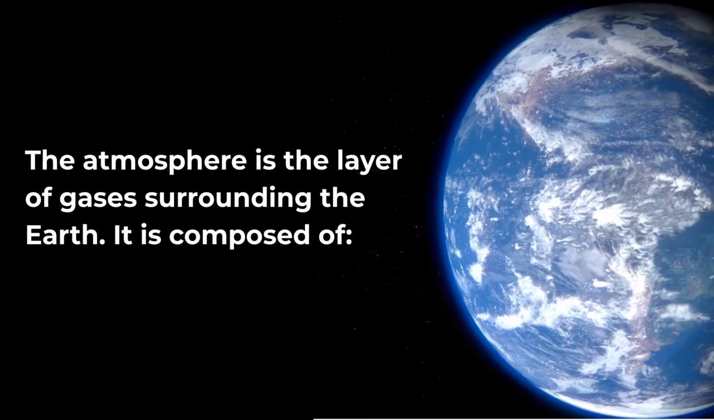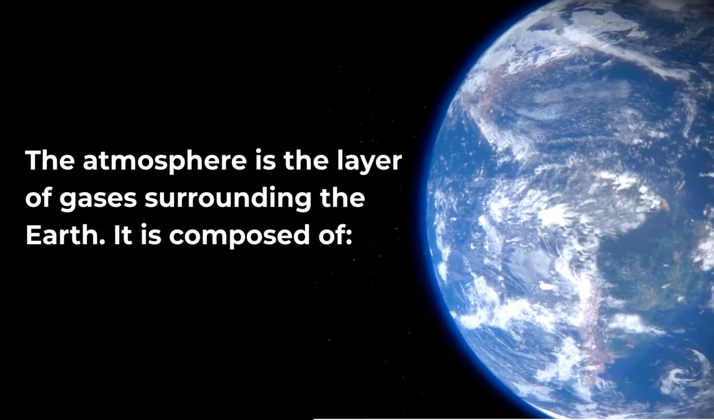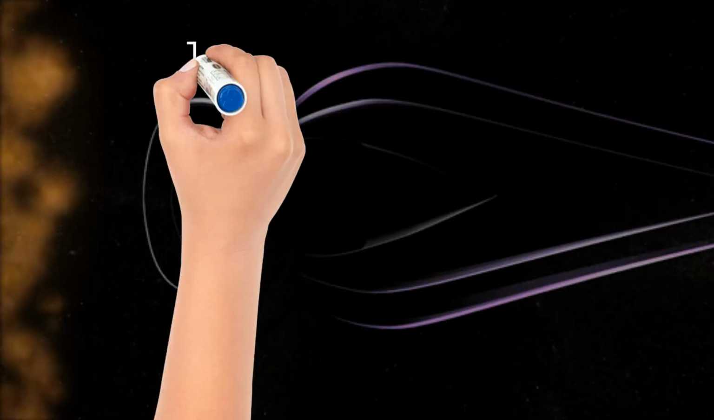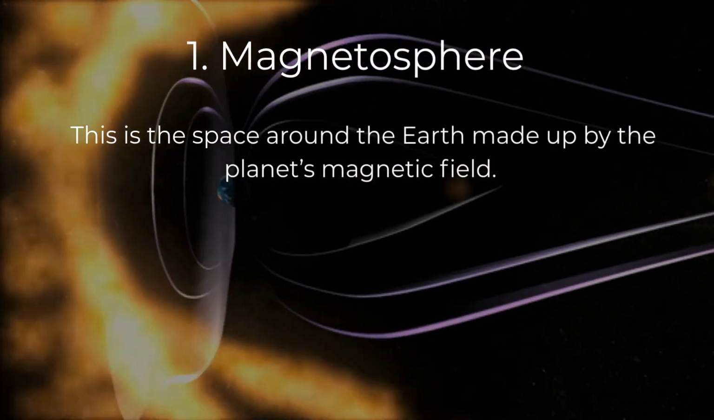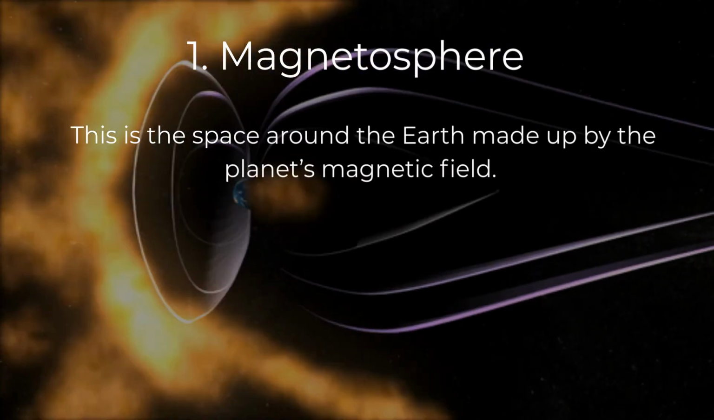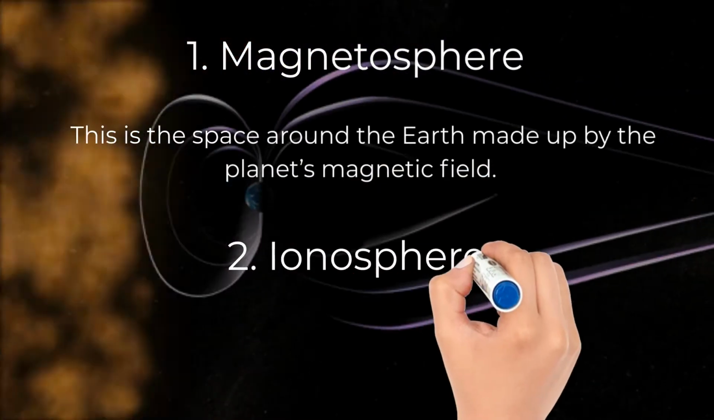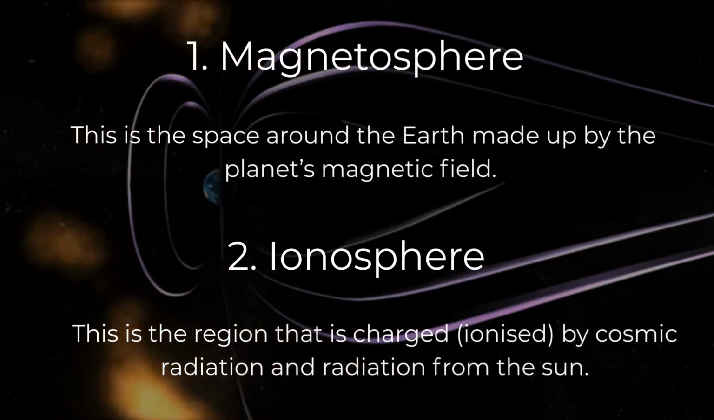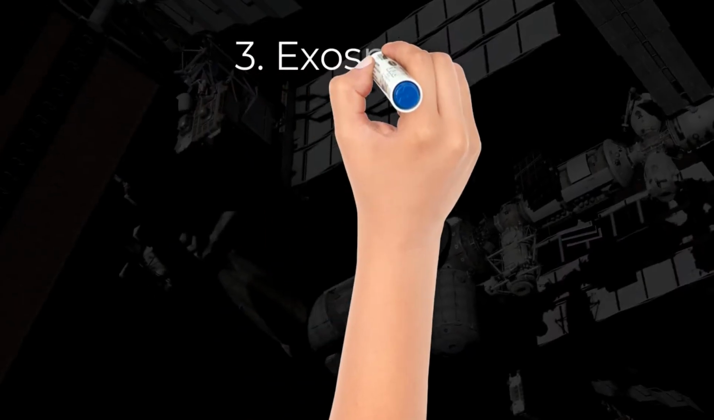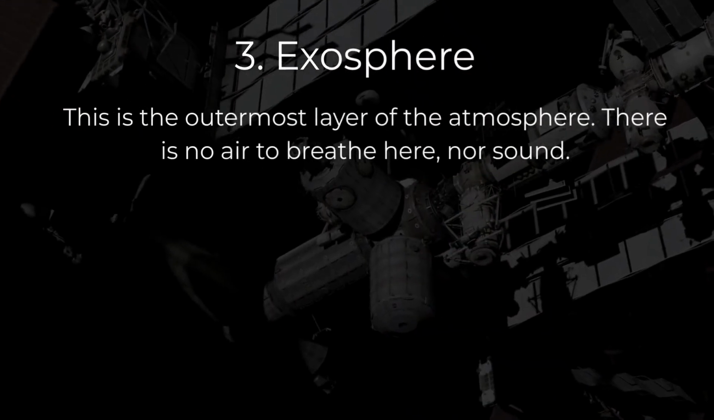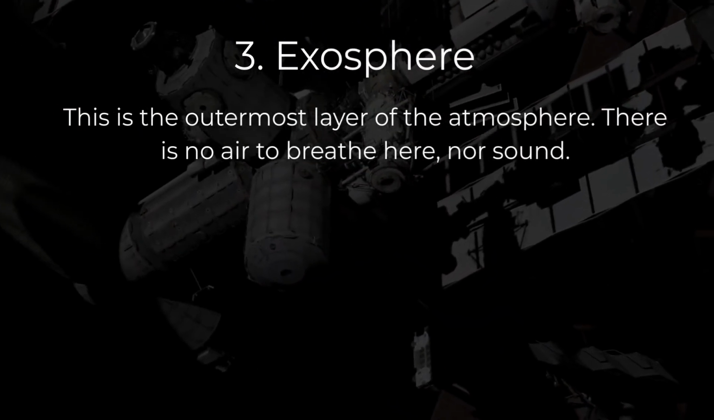The atmosphere is the layer of gases surrounding the Earth. It is composed of: 1. Magnetosphere. This is the space around the Earth, made up by the planet's magnetic field. 2. Ionosphere. This is the region that is charged, ionized, by cosmic radiation and radiation from the Sun. 3. Exosphere. This is the outermost layer of the atmosphere.